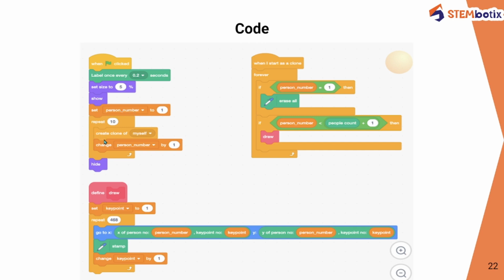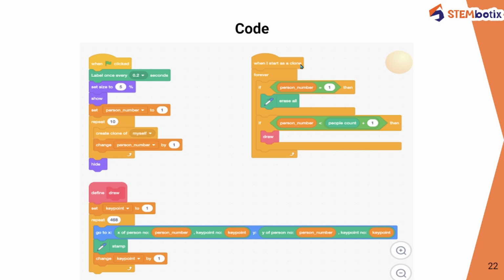After that, we need to create a clone of myself, and we need to change person number by 1. To make it repeat, we are using the repeat 10 block from the control category, and create clone of myself similarly from the control category, and add change person number by 1. So it will repeat itself 10 times, and after this the sprite of the ball needs to hide itself. So this is for the first time when you are clicking on the green flag. After that is when we have started to create its own clone.